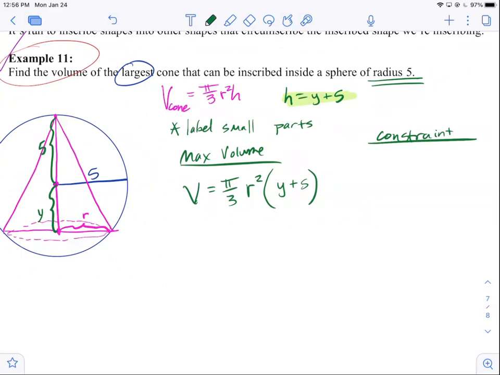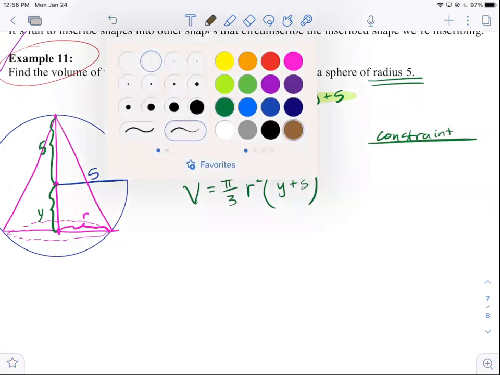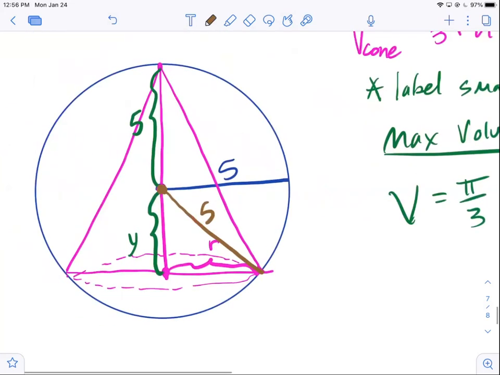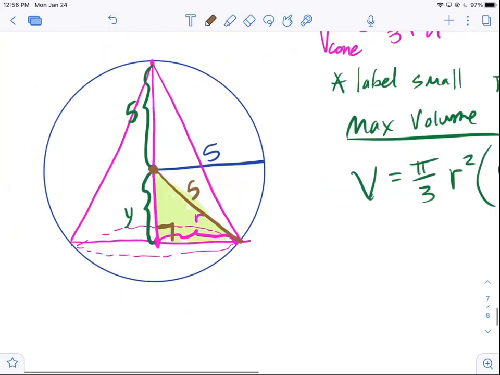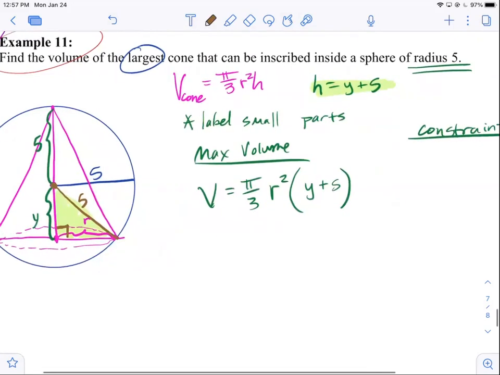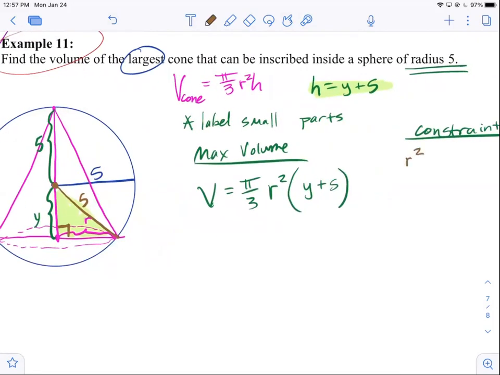Geometric tomfoolery is the answer. Here's another reason why I labeled the small part. If you draw a line from the center here to here, that's 5, isn't it? It's another radius. But look what that highlights now. That highlights a right triangle. And does that give us the ability to relate r to y to 5? Yeah, by the Pythagorean theorem. So r squared plus y squared equals 5 squared.